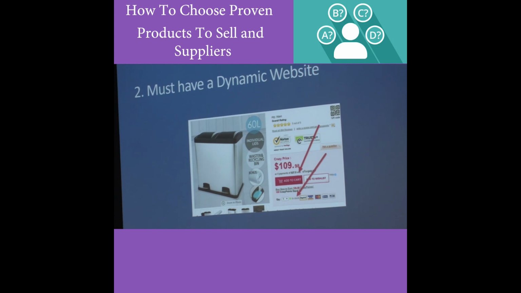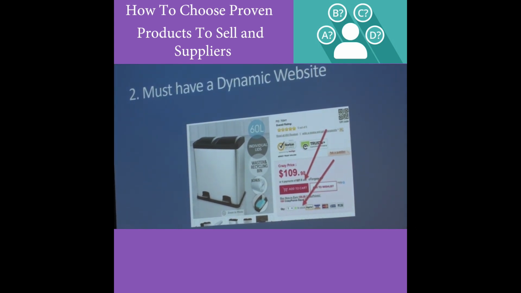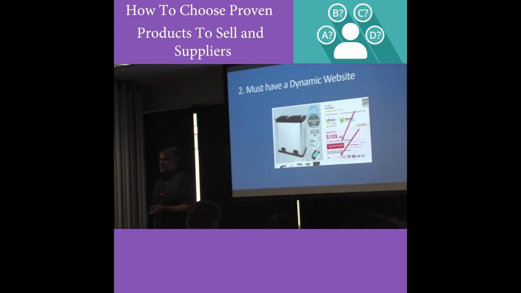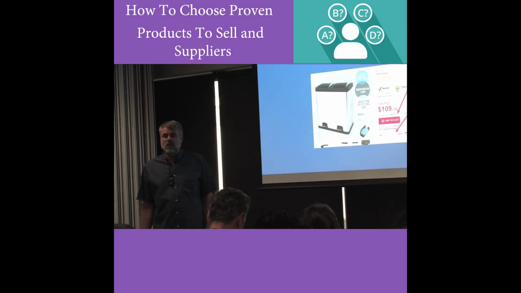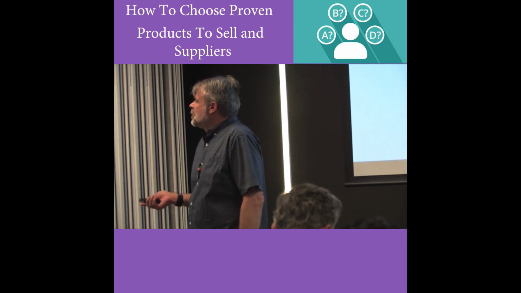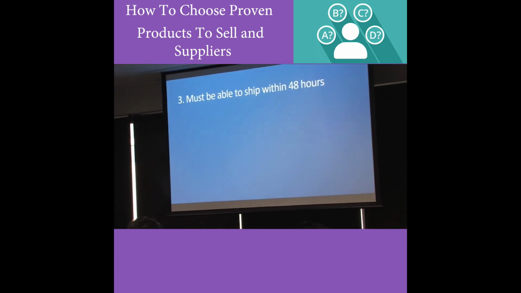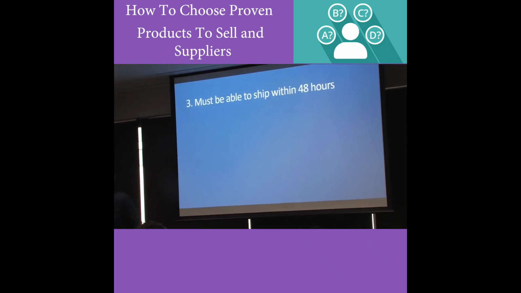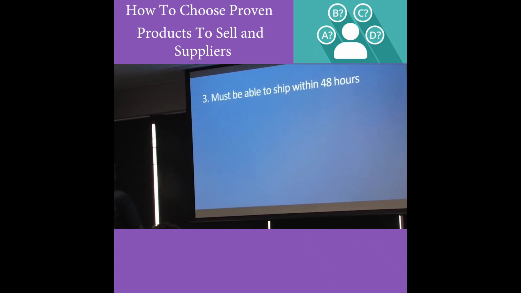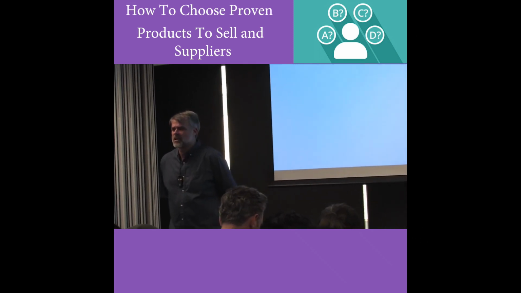If you're not sure, you'll need to contact them. You can contact them in 3 ways: email, phone, or live chat, if they offer live chat. So if you're not sure if they are a dynamic website, contact them. So that's number 2. Number 3, the supplier must be able to ship within 48 hours, for obvious reasons. If they can't, if they say, oh no, it takes 10 days to ship or whatever, forget it. Check them again in 6 months to see if they've got their game together.